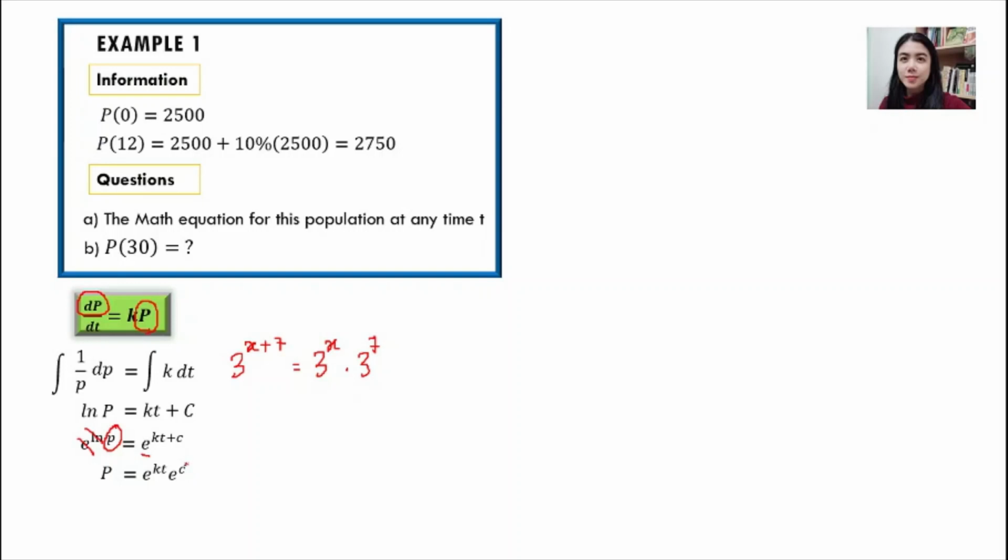The c is a constant. Exponent to the power of a constant is actually another constant. So I can change this into another alphabet. Let's say a to denote the constant. Okay, and we have the next one. Let me erase this.